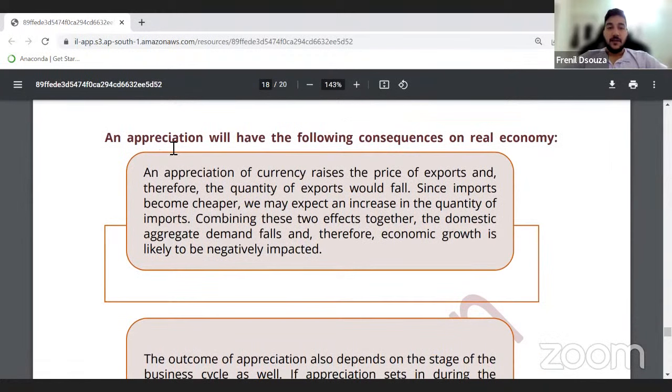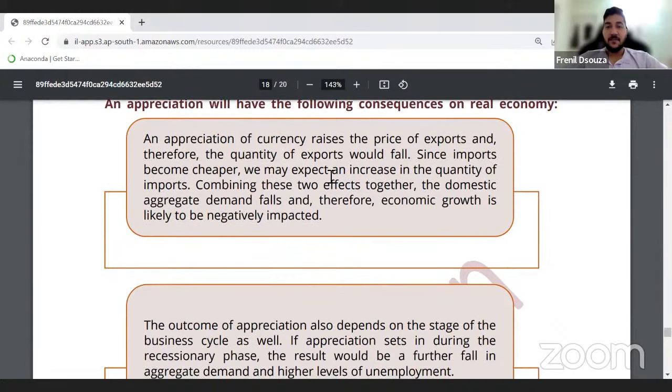Next, that is about depreciation, what consequences it will have. Here now we will learn about appreciation, which will have the following consequences on the real economy. An appreciation of currency raises the prices of exports and therefore the quantity of exports would fall, right? Since imports become cheaper, we may expect an increase in the quantity of imports. Combining these two factors together, the domestic aggregate demand falls, and therefore economic growth is likely to be negatively impacted.